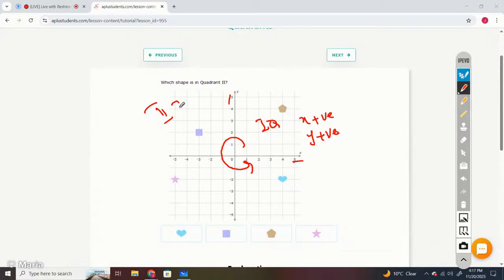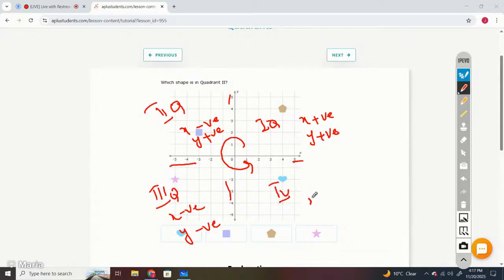This is the second quadrant. You have x is negative and y values are positive, second quadrant. So now we have the third quadrant. In the third quadrant, you can see x values are all negative and y values are all negative. Then we have the fourth quadrant. X values are positive and y values are negative.